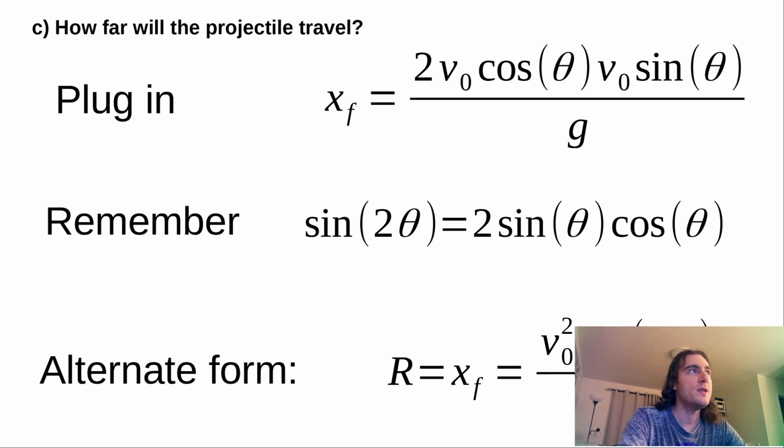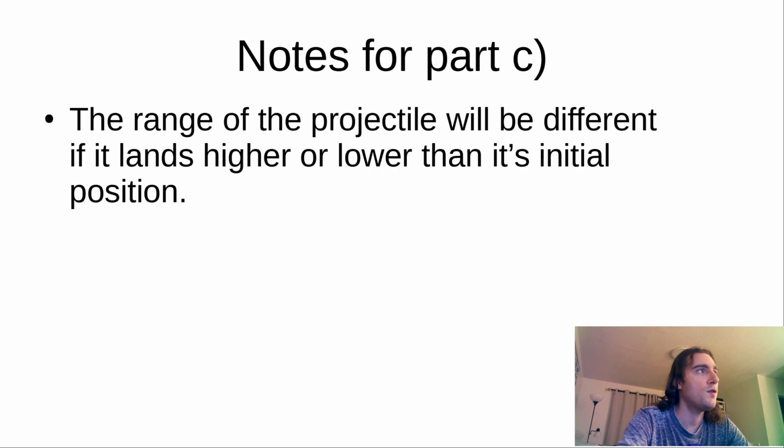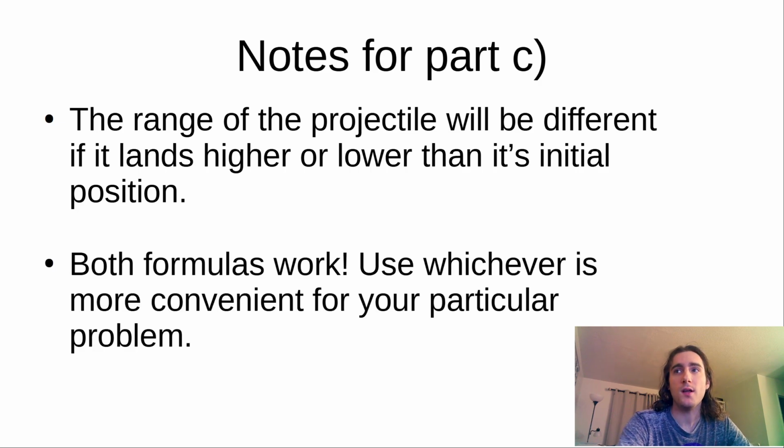Alright, let's recap before we end the video with some notes for part C, and then a complete review of the problem and the formulas involved. So, notes for part C. The range of the projectile will be different if it lands higher or lower than its initial position. If the projectile lands higher, then it will have less range. If the projectile lands lower, it will have more range. Both formulas work. It just depends on what kind of problem you're solving. Do you know the x and y components, or do you just know the initial velocity and the launch angle theta? Use whichever is more convenient for your particular problem.